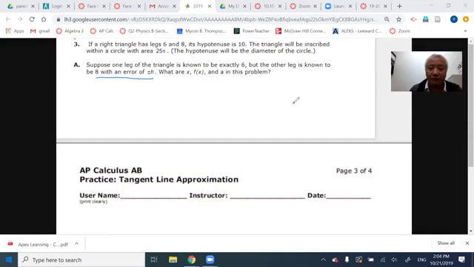So we have a triangle. This is a right triangle like this, right? This is a right triangle, and then this right angle here. They said one side is exactly 6. This one is 8, but with a positive or negative edge, either increase or decrease. It means there is error when you measure this side. But the hypotenuse is 10.